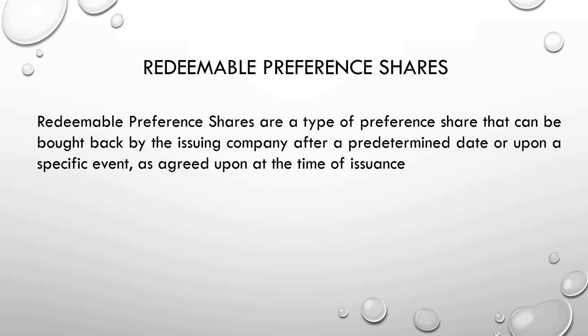Now, redeemable preference shares. Redeemable preference shares are a type of preference shares that can be brought back by the company. That means whenever the issuing company purchases back its shares, the company is redeeming, paying back the money to the investors. And when the company is going to buy back or repurchase will be decided after a predetermined date, or you can say on a specific event. So that means the time period is known when the company is going to purchase its shares back.